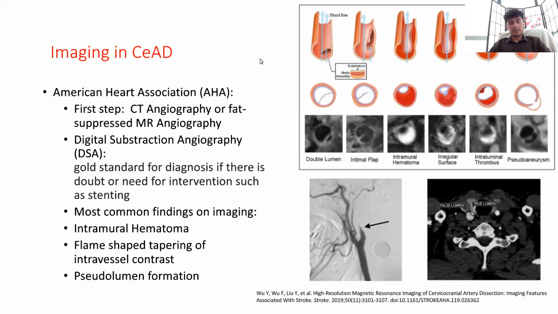And imaging in cervical artery dissection, as I mentioned before: you see intramural hematoma, double lumen, intimal flap, irregular surface, and pseudoaneurysm. The American Heart Association suggests the first step for imaging in cervical artery dissection is CT angiography or fat-suppressed MR angiography. And the gold standard for diagnosis, if there's doubt or need for intervention such as stenting, is digital subtraction angiography, DSA. The most common findings on imaging are intramural hematoma, flame-shaped tapering of intravessel contrast due to narrowing, and pseudolumen formation, which you can see here.